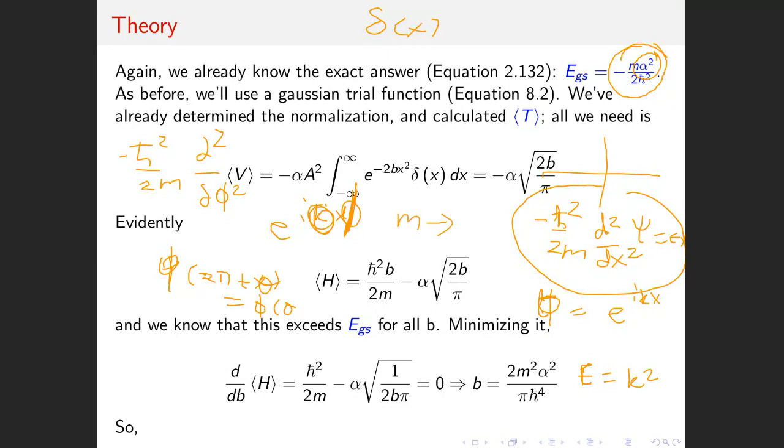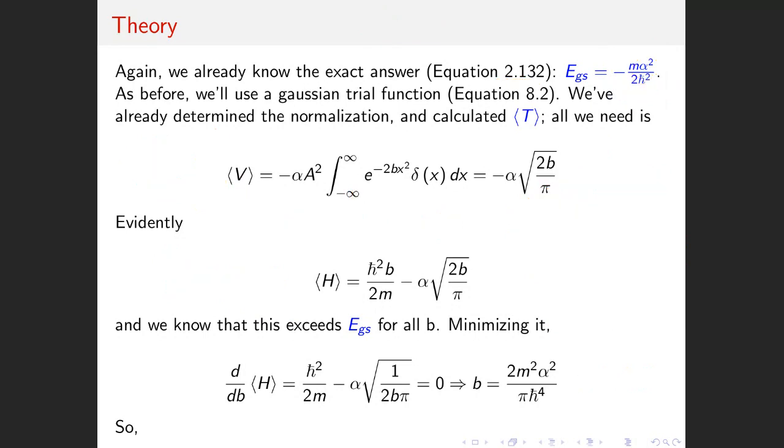But for this one, I think it's done in chapter 2. You can check that this is the exact ground state energy, but now you want to use the variational principle to see if you can actually get closer to that exact number. So you try some wave function.